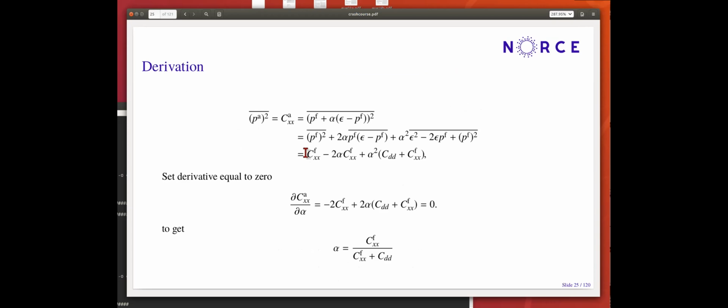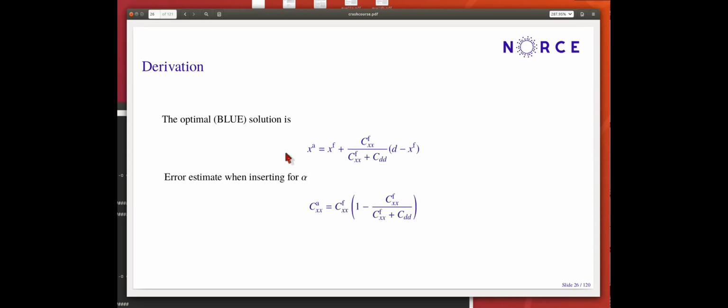So if I do that, I get this equation, which contains the prior errors for X, or the first guess error, and it includes the measurement error variance here. So this is the posterior errors expressed in terms of the prior error and the measurement error and alpha. And I want to find the alpha that minimizes this error. So I can compute the derivative of CA with respect to alpha. So that means my best estimator is this one.